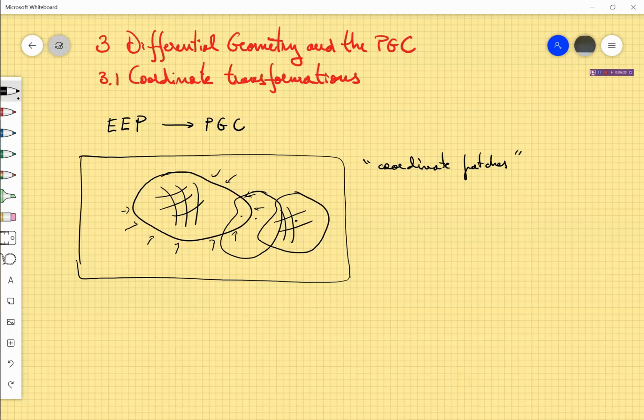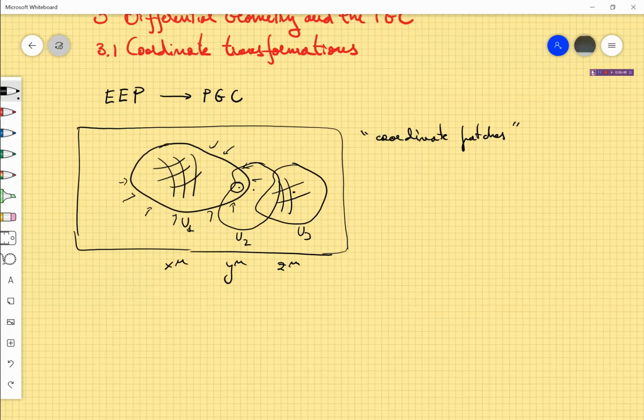You would describe the physics in the neighborhood of this point using this coordinate patch. Let's call these U1, U2, and U3, and the coordinates x^μ, or better, y^μ, and z^μ. Okay, if I do physics using these coordinates y^μ, then it should be equivalent. I should get exactly the same results as if I do physics using these coordinates.